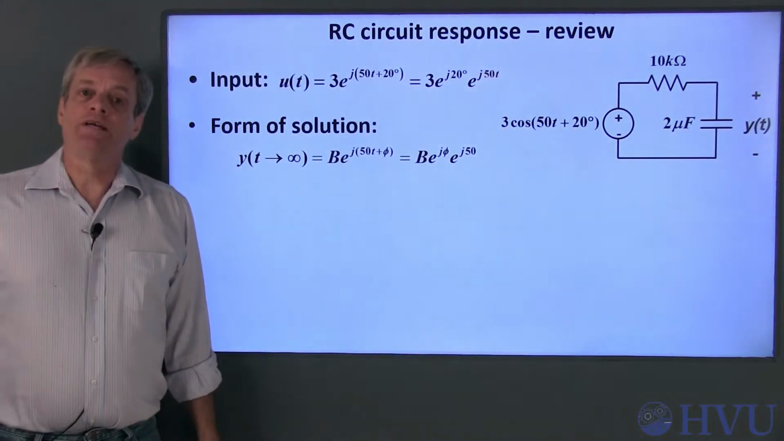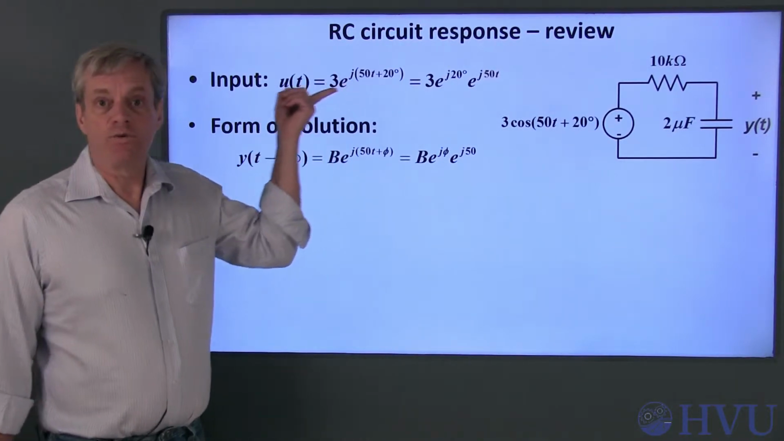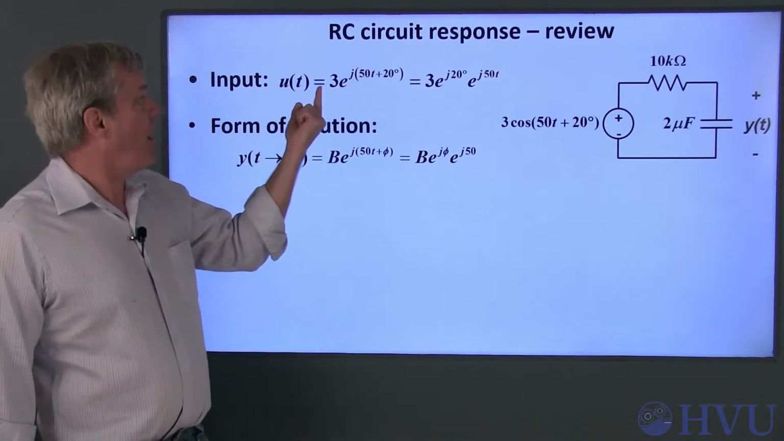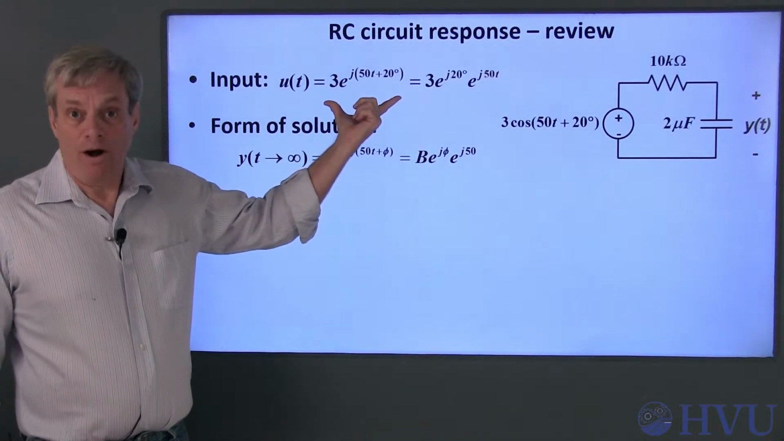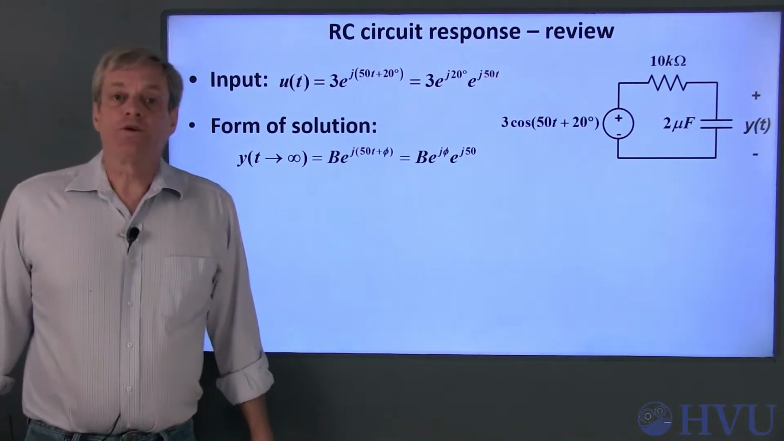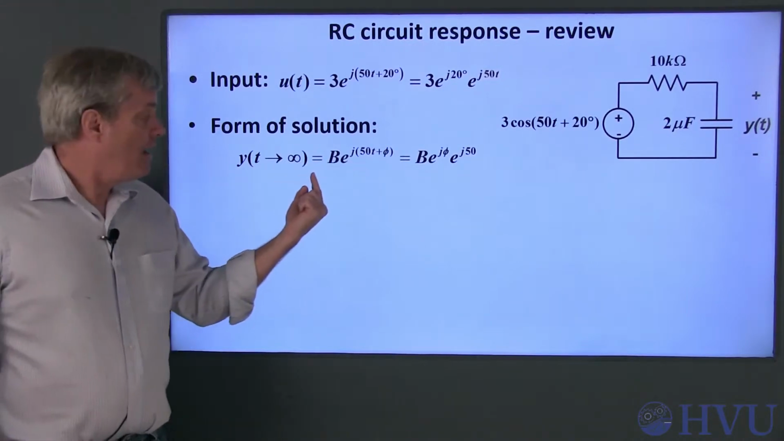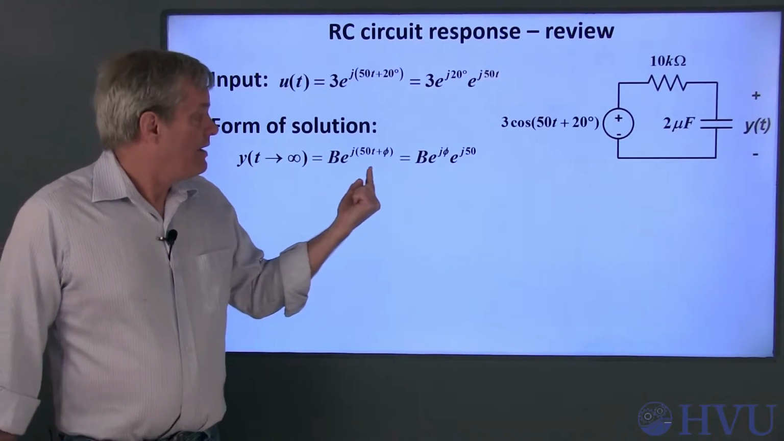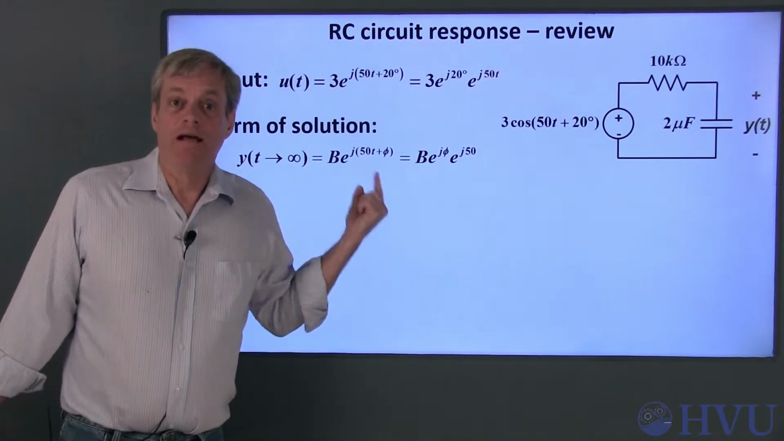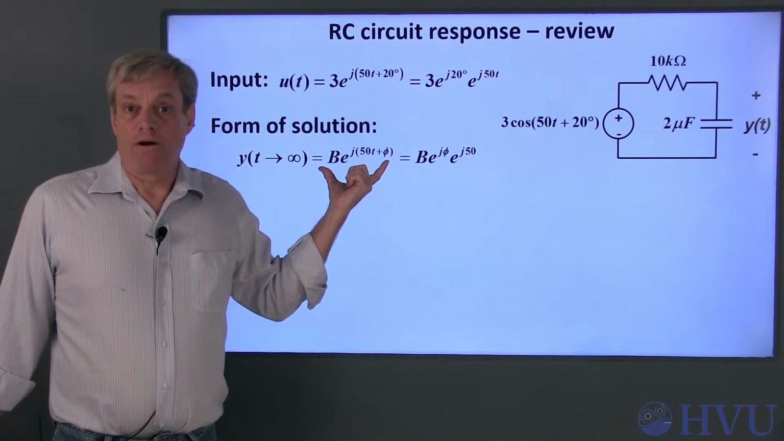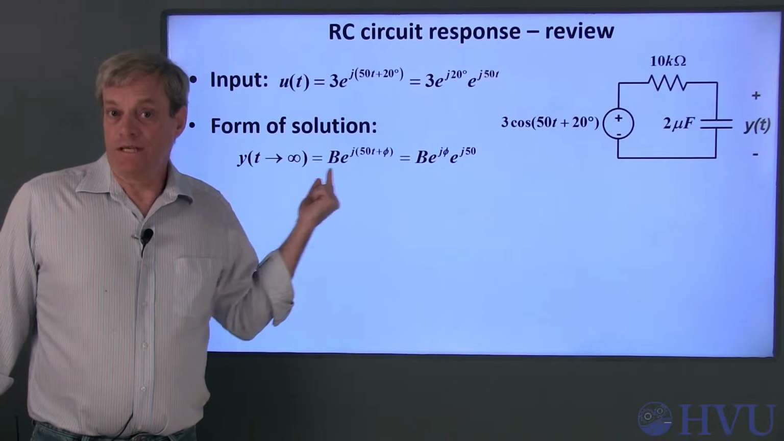We realized that working directly with cosine and sine functions was difficult, so we converted the input into a complex exponential with the same amplitude, phase, and frequency. The actual input is the real part of this input. We also represented the steady state response of the circuit as a complex exponential with an unknown amplitude b, an unknown phase phi, and a frequency of 50 radians per second. The actual response will be the real part of this signal. The goal is to determine b and phi for this signal.